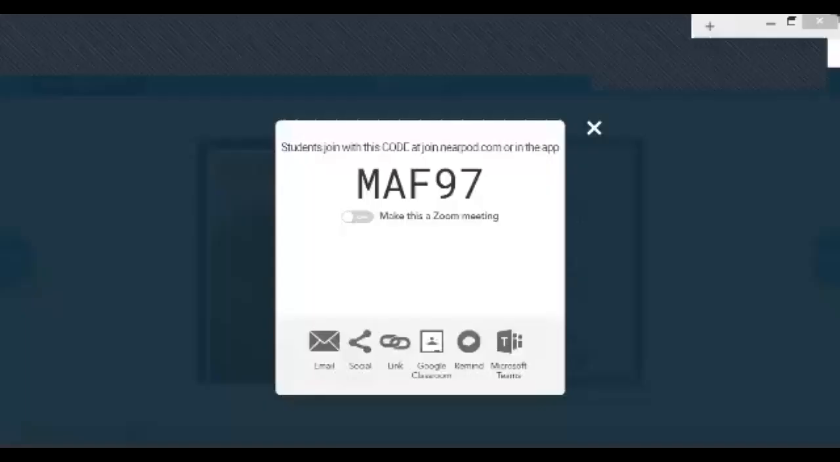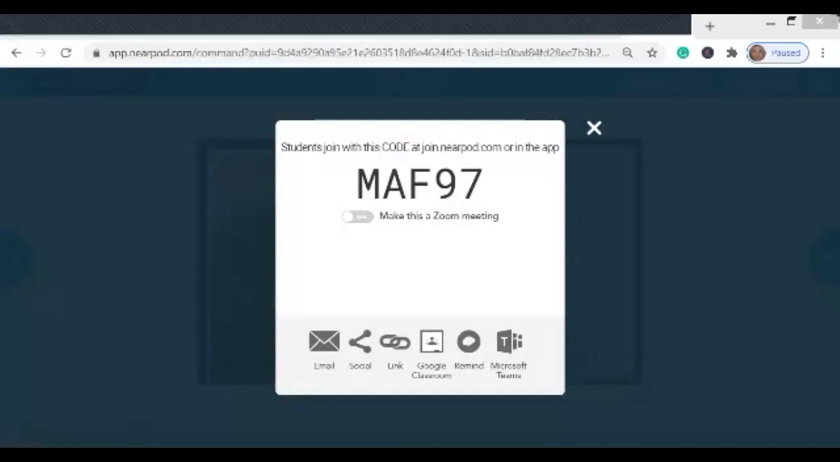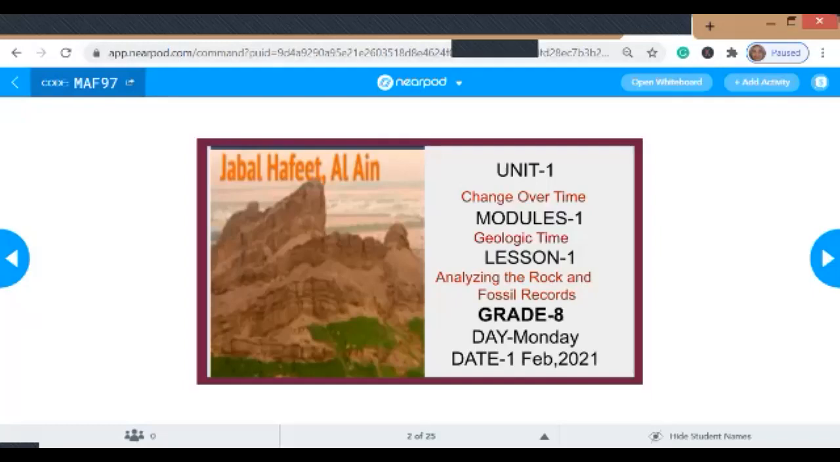Now we are going to start a lesson. And for that, I'm going to share my screen. Everybody get into Nearpod. And here you can see the code. MAF97. You can also get this code from the chat. It is there.